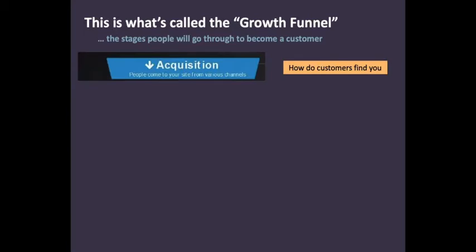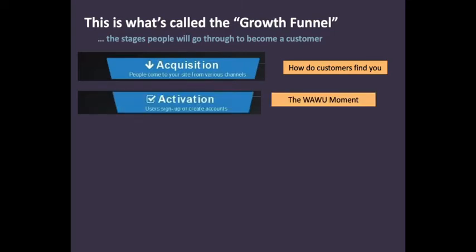So the first one is the acquisition stage. This is basically, how do customers find you? How do they get to your app? How do they get to your website? How do they find your Instagram, right? What are the different ways that people can find you? The next one is going to be the activation.